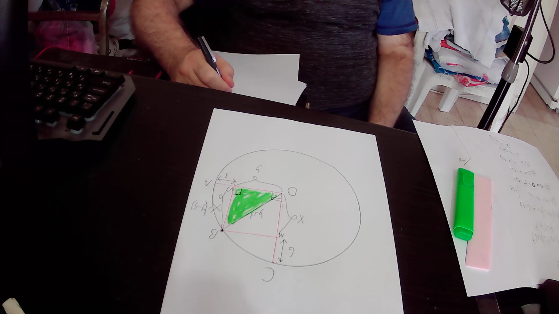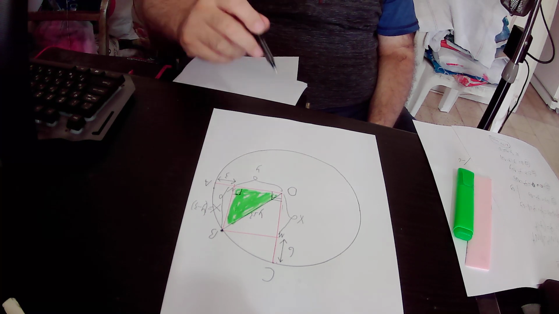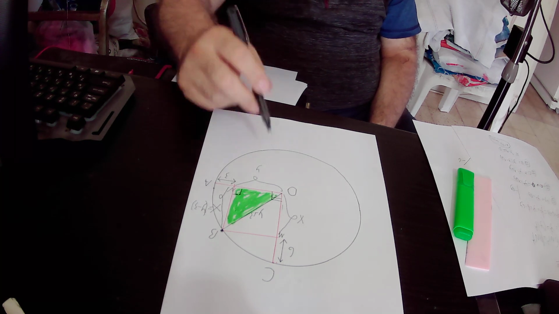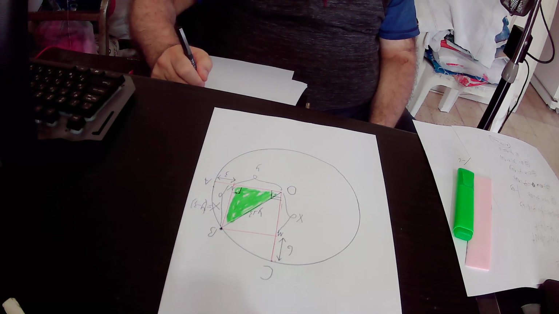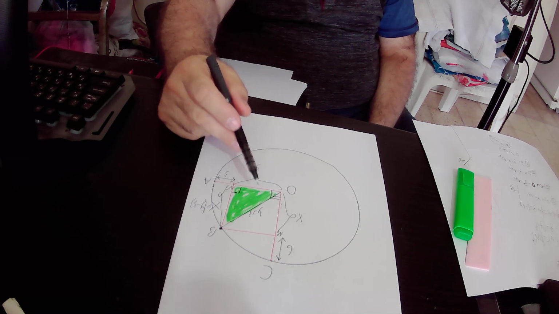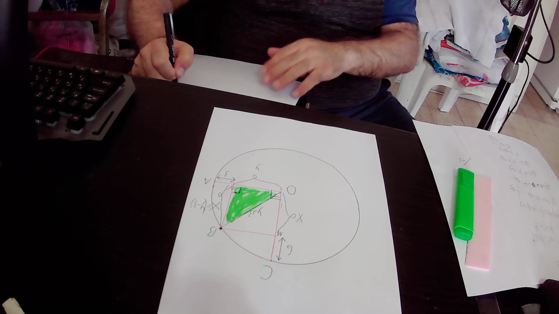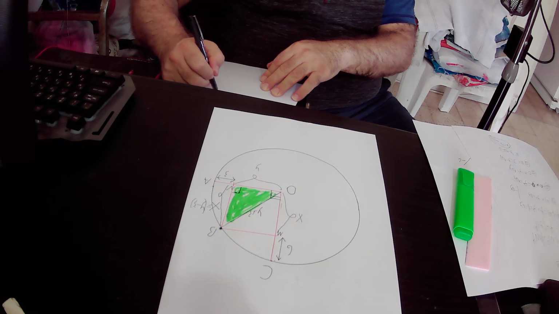Actually, the radius of the circle equals OB, and OB equals y plus 3, and we found out that y equals 12, so it is actually 12 plus 3, that is 15 units.